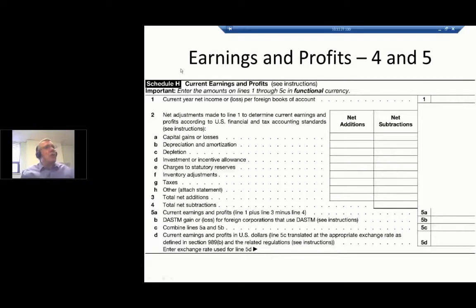Just to look at some of the problems that come up with information in trying to prepare a Form 5471, let's look at a couple of the pages from the return. It's a short return. It's only 4 pages long. There are 3 fairly significant and heavy schedules that are separate from the return. This one, the earnings and profits, is part of the actual 4 pages.